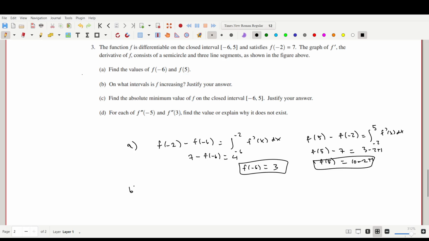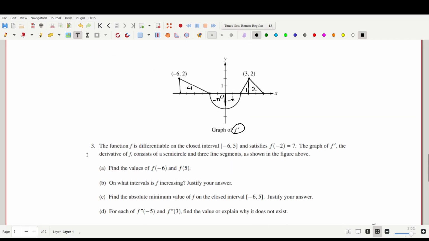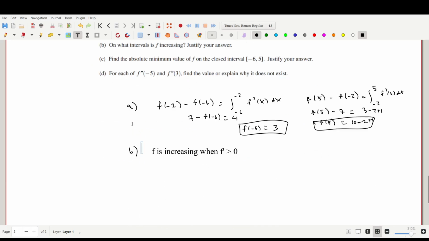B, on what intervals is f increasing? Well, f is increasing when f prime is positive. And f prime is positive on the graph from -6 to -2 and 2 to 5. The graph says this is -6 to -2 and 2 to 5.